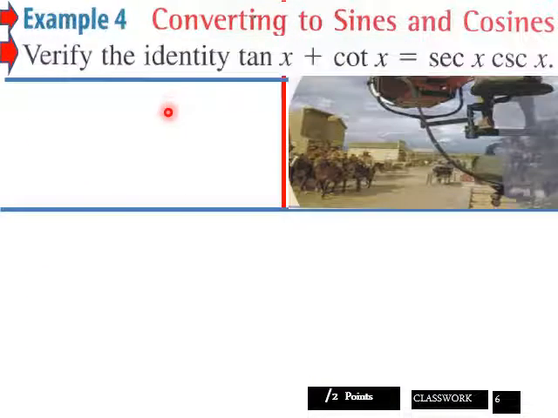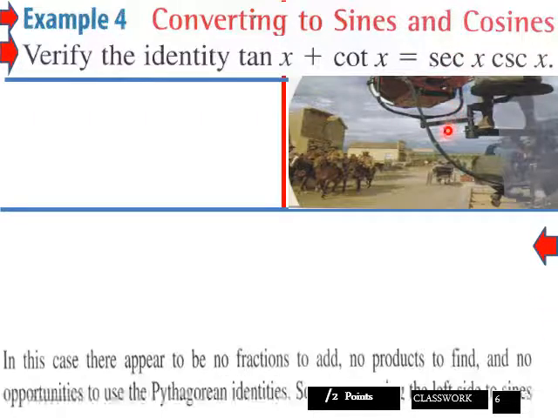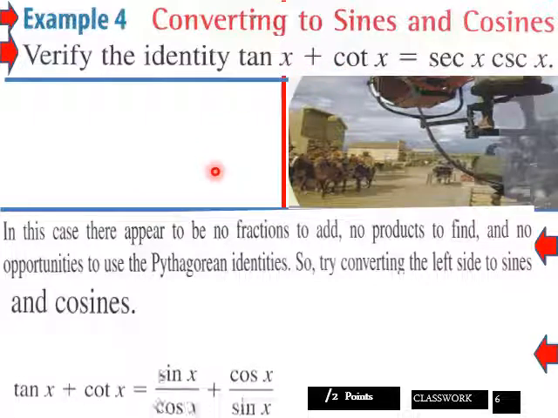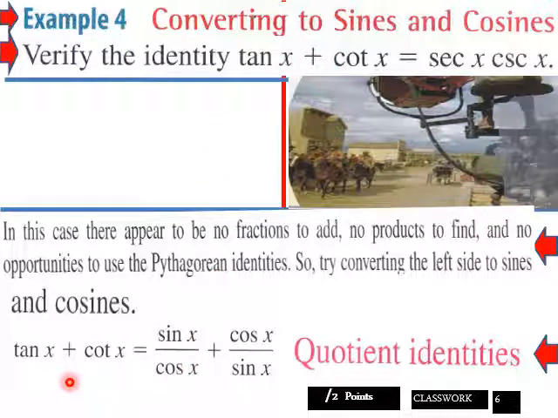Okay, converting sines, cosines, verify the identity tan x plus cotan x equals secant x cosecant x. So let's try to work that one through. In this case, there appear to be no fractions to add, no products to find, and no opportunities using Pythagorean identities. So try converting the left side to sines and cosines. So this over here we need to convert into sine and cosines. So tan x plus cotan x is the same thing as sine x over cosine x plus cosine x over sine x.